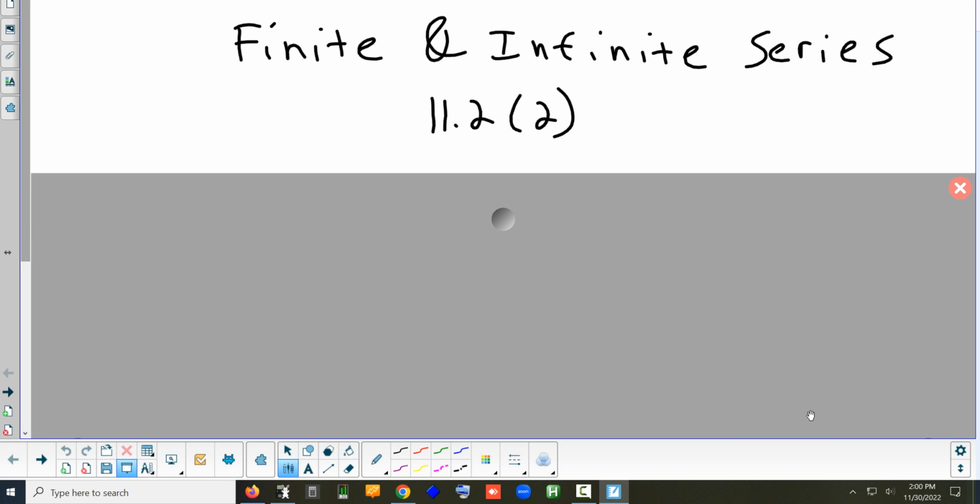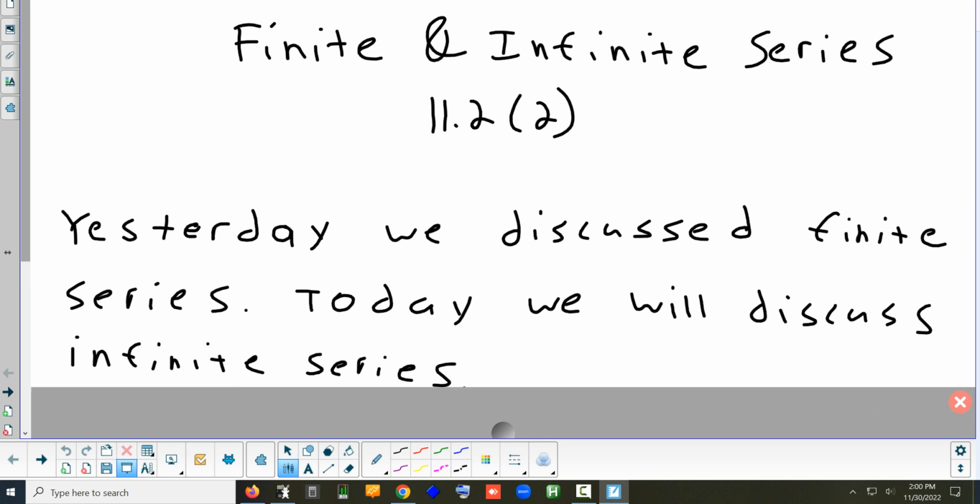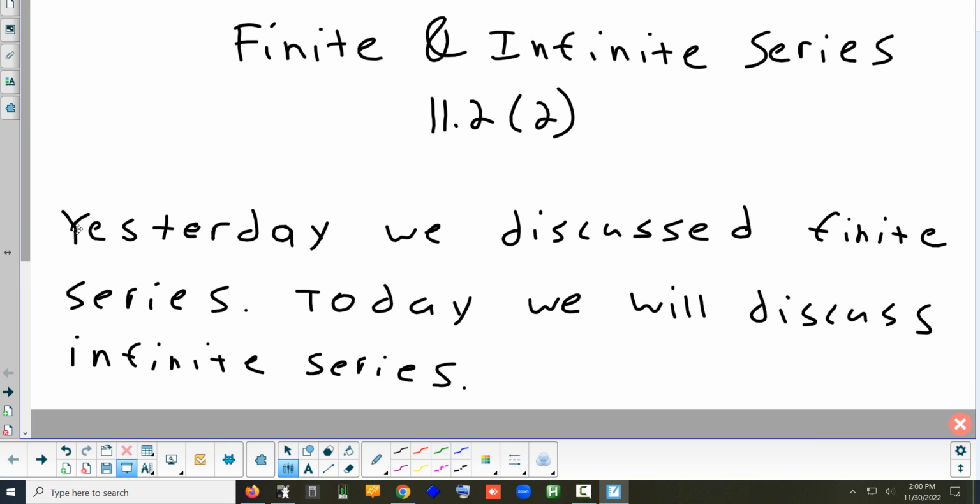All right. So this is the same section. This is part 2. So yesterday and a little bit of today, we talked about how to add up a certain amount of numbers in a sequence that stops. Even if you want to add up the first 1,000,000 numbers in a sequence, that doesn't go on forever. 1,000,000 is a lot, but it stops.